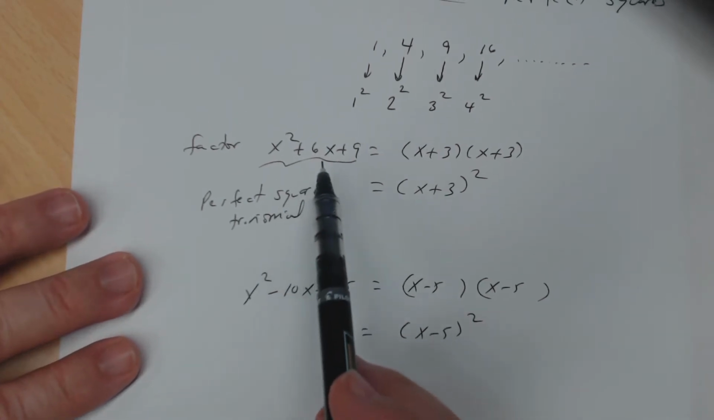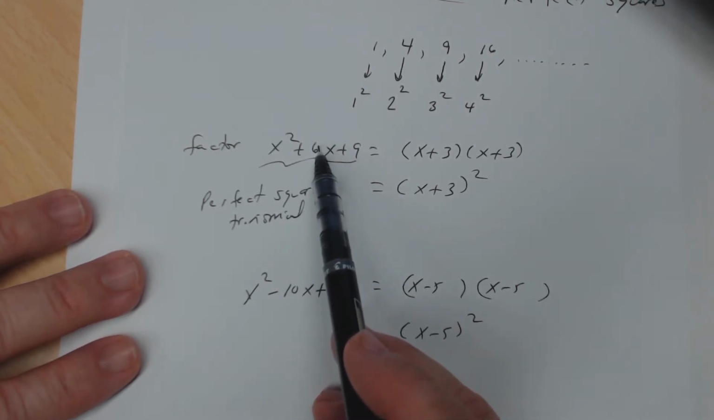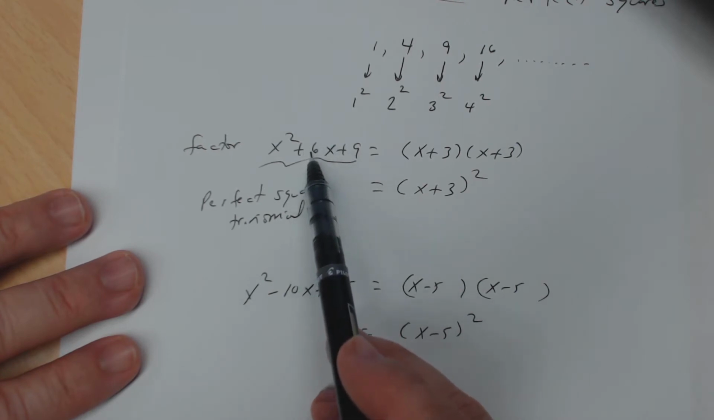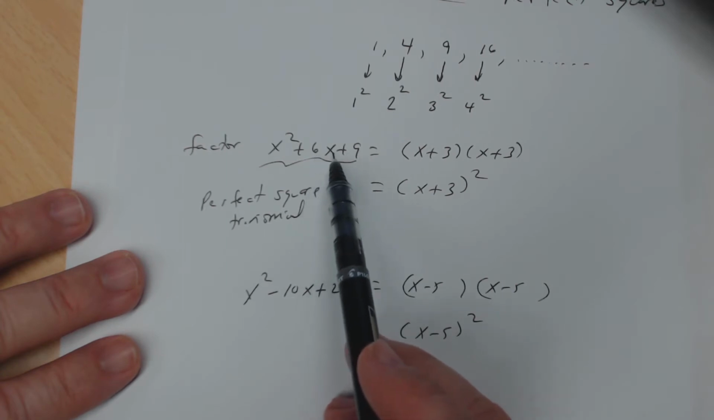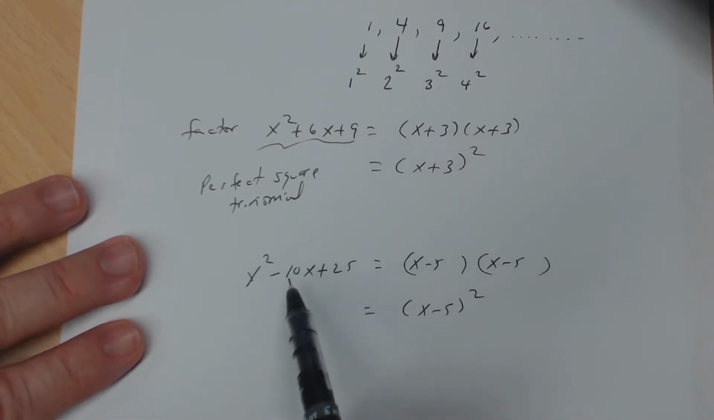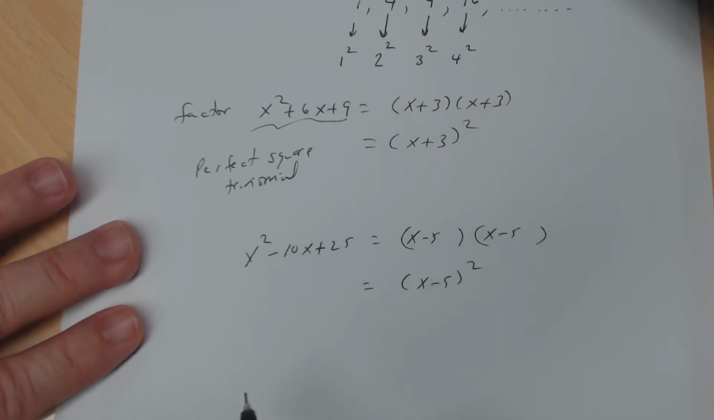Now I want you to notice something. See this coefficient of x right here, which is positive 6? If I take half of positive 6, which is 3, notice 3 here, and I square it, I get 9. See the coefficient of x here? If I take half of negative 10, so if I take negative 10 and divide it by 2, I get negative 5. See the negative 5? But if I square it, negative 5 times negative 5, I get a positive 25. So that's the idea you're going to use in a little while.